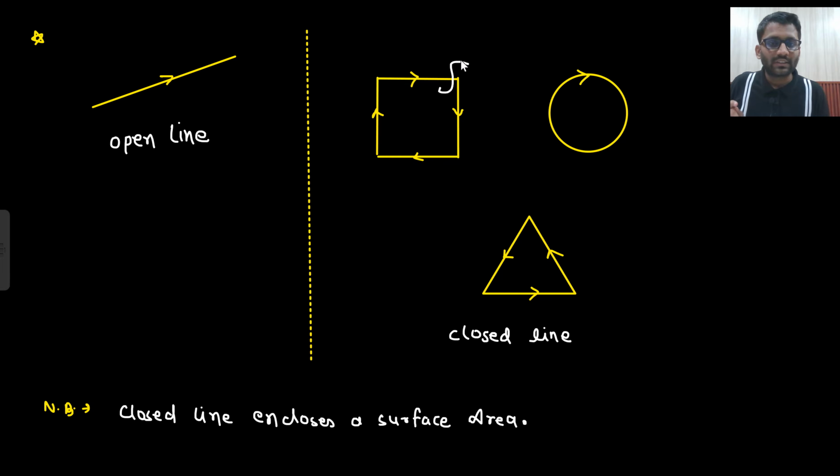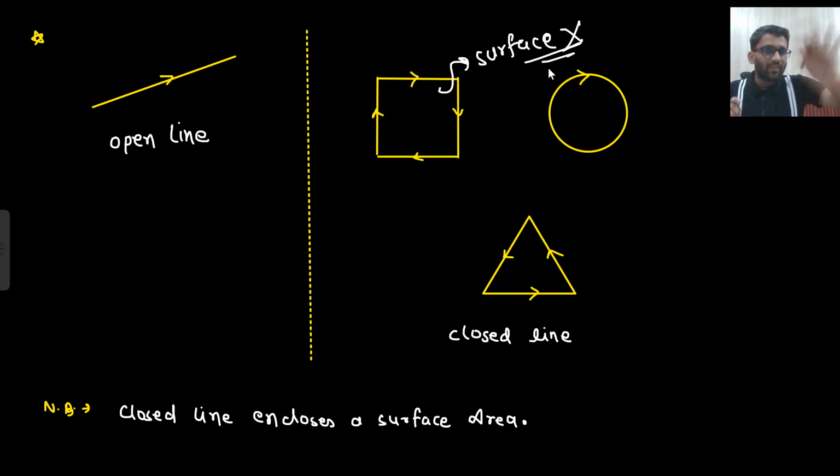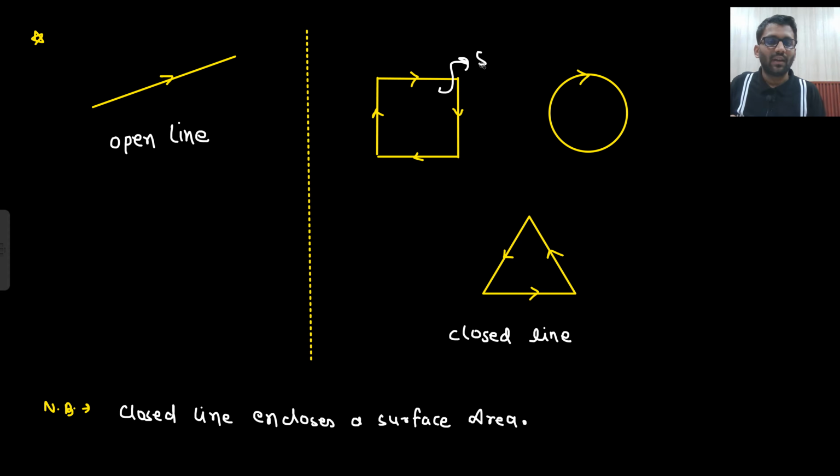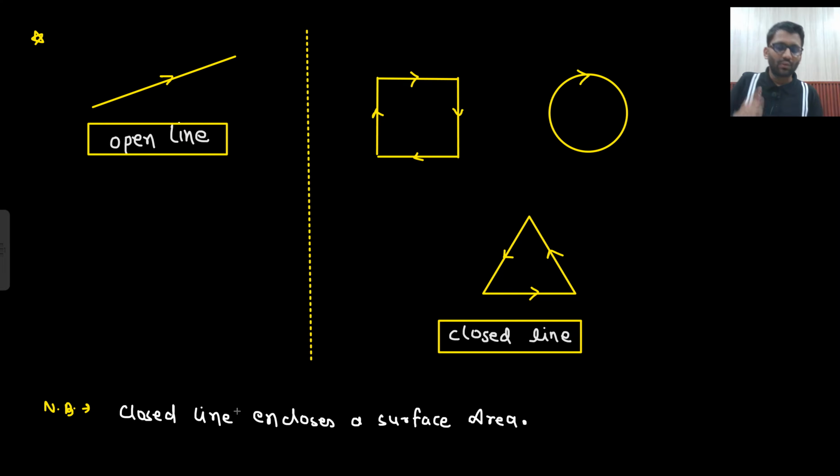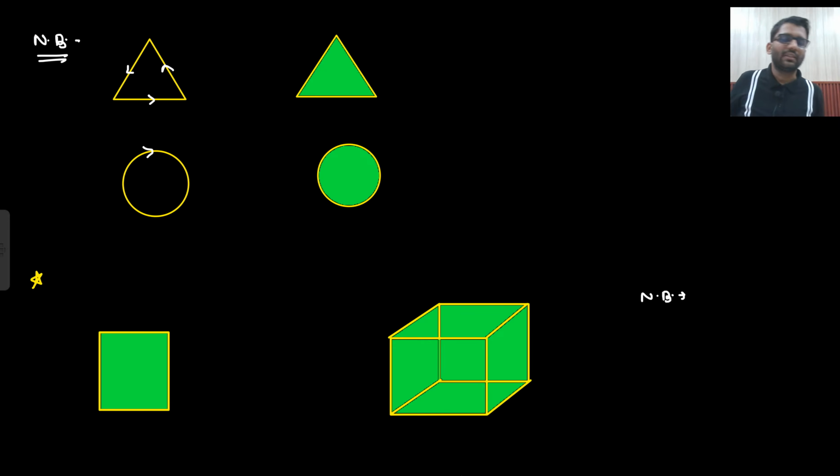So you cannot call it surface. This is not surface because there is no material in between. So this is known as closed line. So there is a high difference. I will tell you what is surface. So this is known as closed line and this is known as open line, and a closed line will enclose a surface area. So what is the difference between a closed line and a surface?